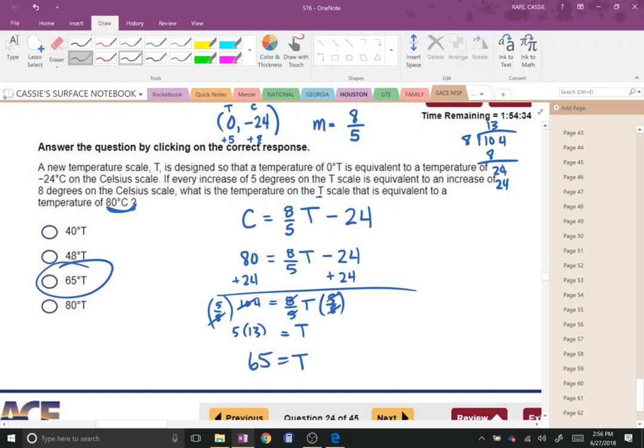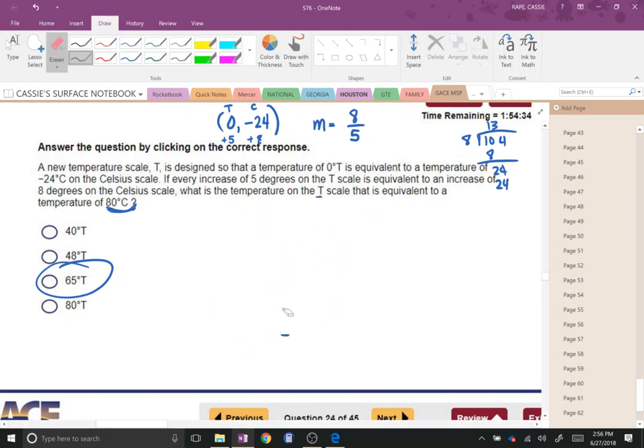Now, I probably wouldn't have done it like this on the actual test, just because it's kind of nebulous when you're working with an equation and you might doubt yourself, am I doing this right? Essentially, what they give you is all the information you need to make a double number line. It says if you start at 0 on T, that's equal to negative 24 on the C scale.